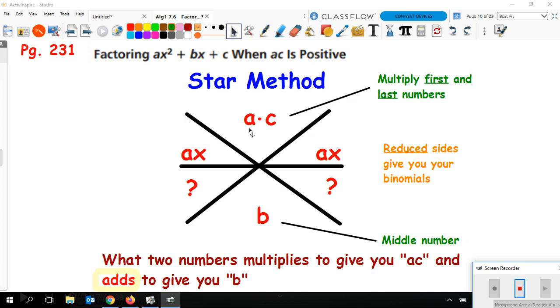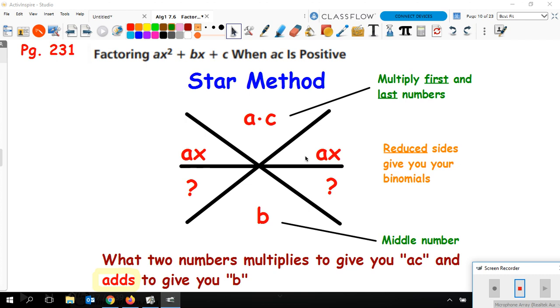Now the top of the sides of the star here is just how this begins. So it's the AX. So whatever number, and then obviously you can use a letter here. If it's X, it's X, or it could be some other letter as well. So A and then the variable. The number and variable of the way this trinomial starts goes on both sides.